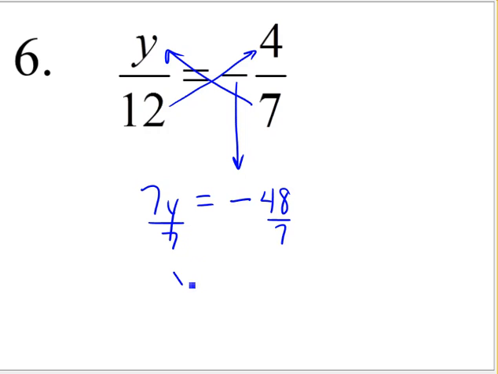Again, this does not simplify, so I will go ahead and just leave it 48 over 7. You can also change it into negative 6 and 6/7.